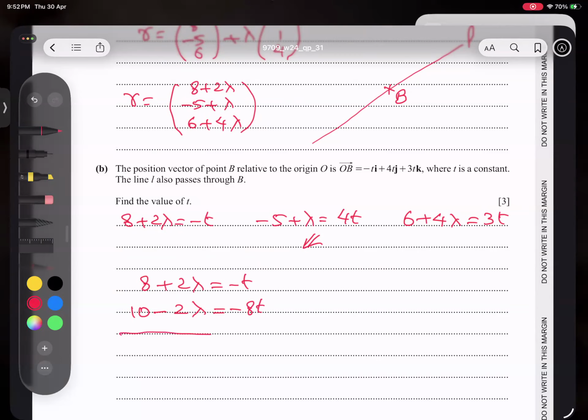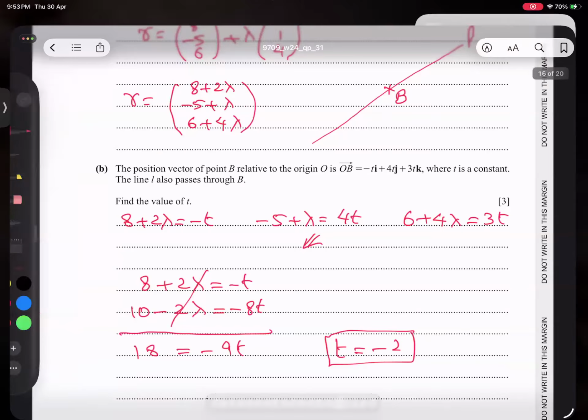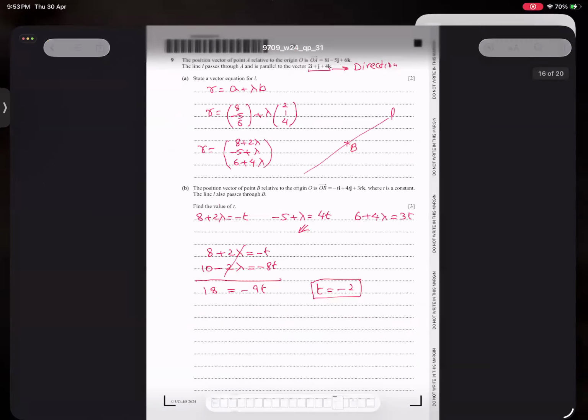So after this, students, what to do? This cancels out. I got 18 and I got negative 90. And the t value is coming here negative 2. So I hope the concept of the question is very, very clear. And even if I solve the other two, we get the same answer, not a problem.